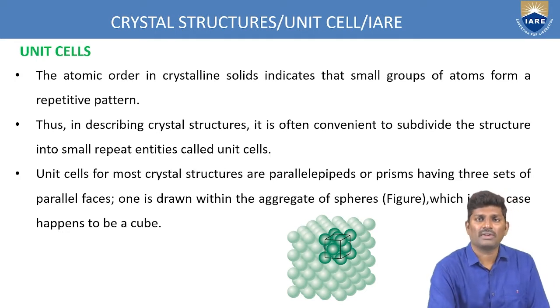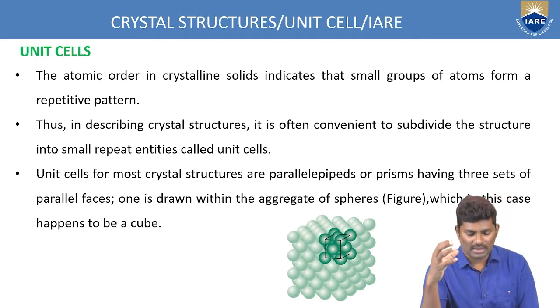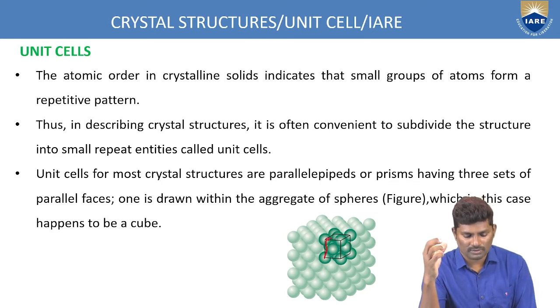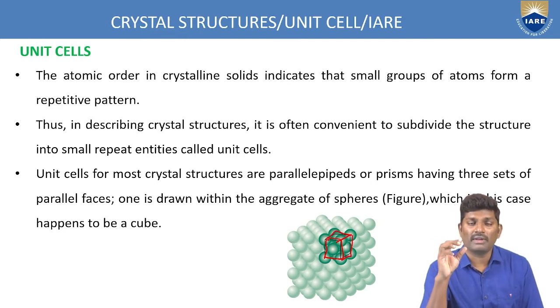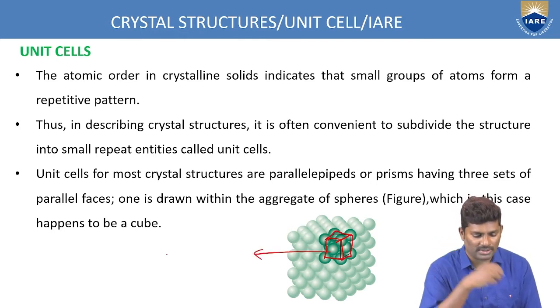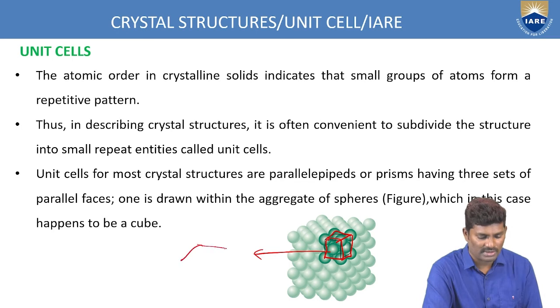Now, what is the unit cell we are talking about? We are considering a small single unit from a bulk aggregate model. From a bulk aggregate model, we are taking a small unit. This is called a unit cell.